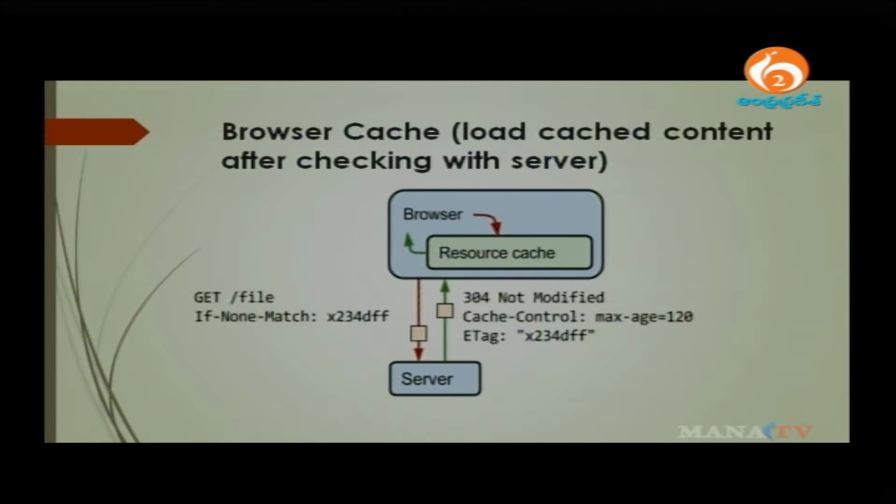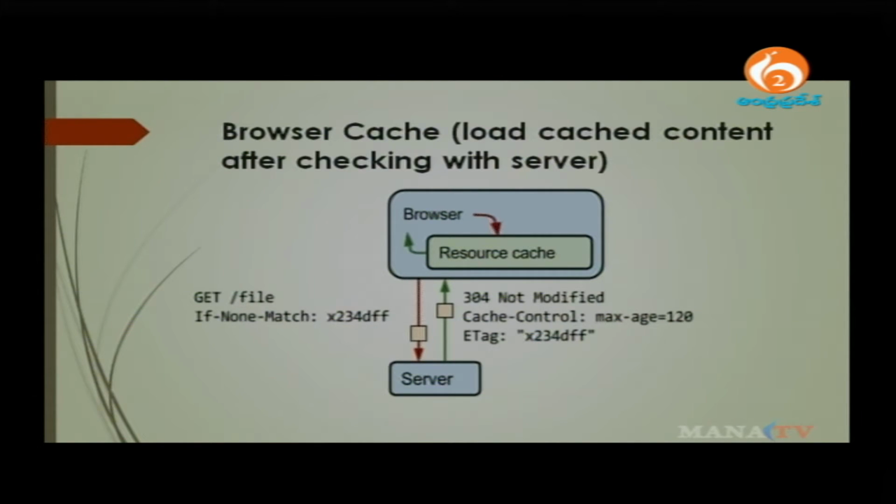So, this header the browser has sent to the server, and the server has seen this particular ID and checked it with the file that is already present. The ID is matching. So, instead of the first time when it sent 200 OK, this time it sent 304 Not Modified. So, 304 indicates the file, the URL, has not been modified, and max-age is 120 seconds. So, for the next 120 seconds, you do not come to me, you directly show the resource from the cache.